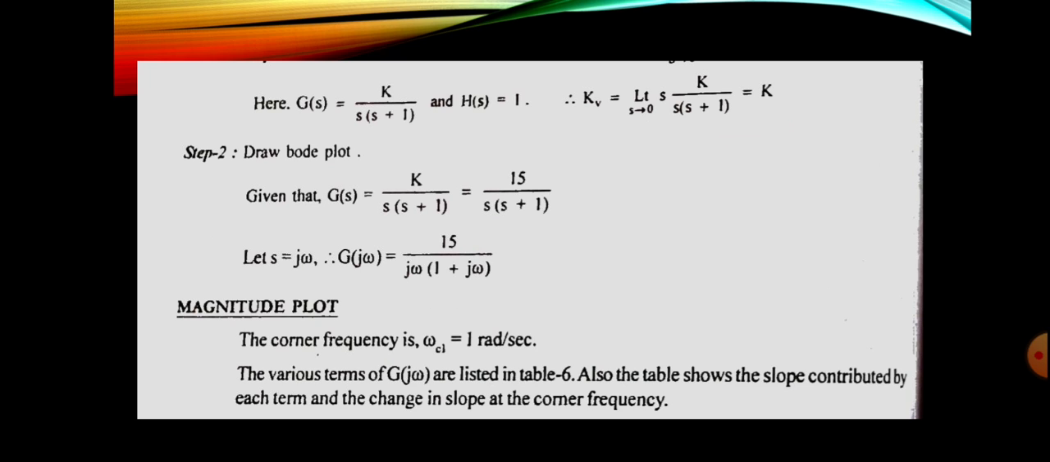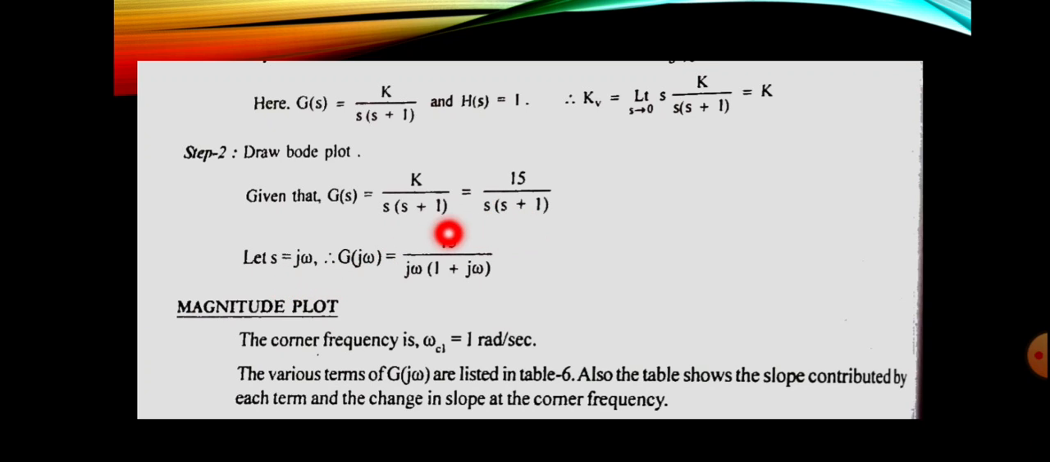So we can write G of s equal to k by s into s plus 1, which is equal to 15 divided by s into s plus 1. Instead of k, we are substituting 15. Now we have the open loop function. For designing the lead compensator, first we have to draw the Bode plot corresponding to this open loop transfer function. For that we substitute s equal to j omega.